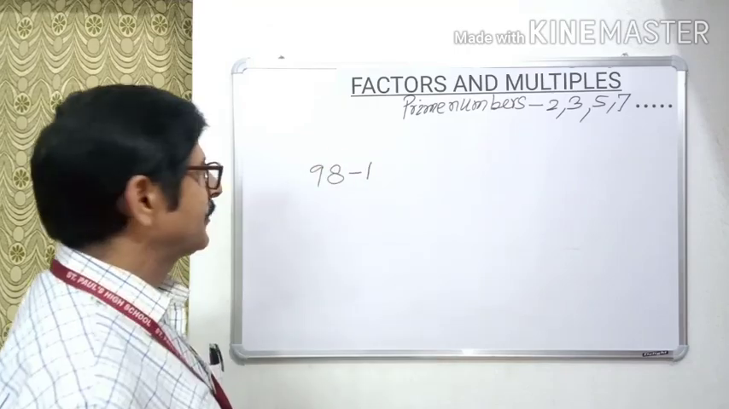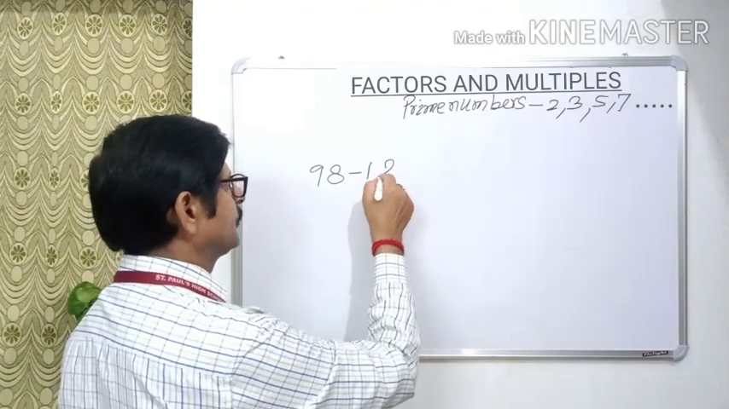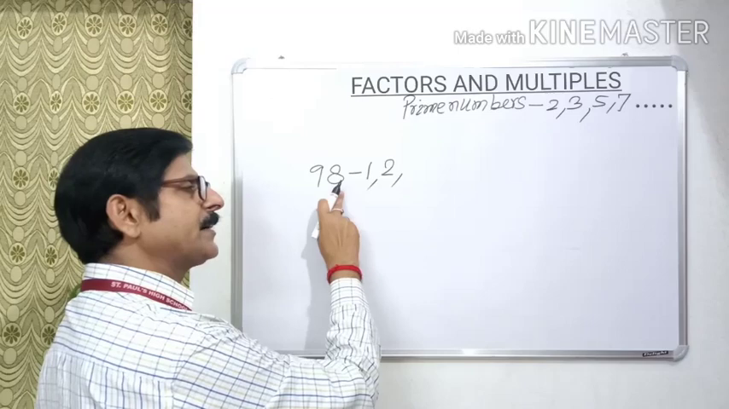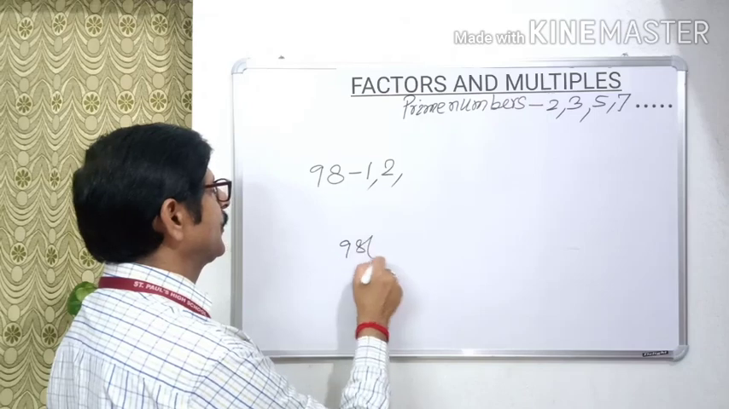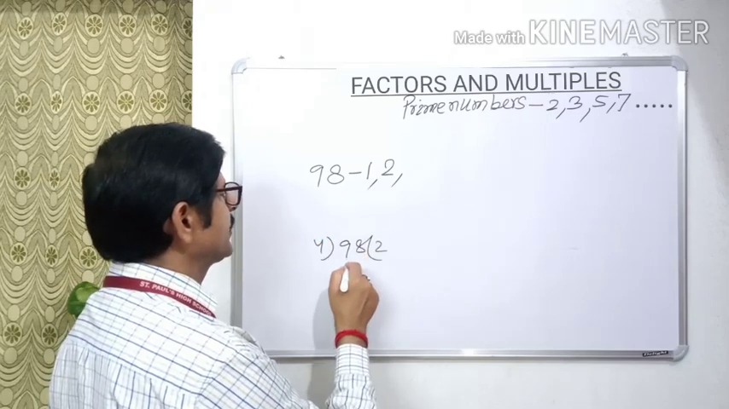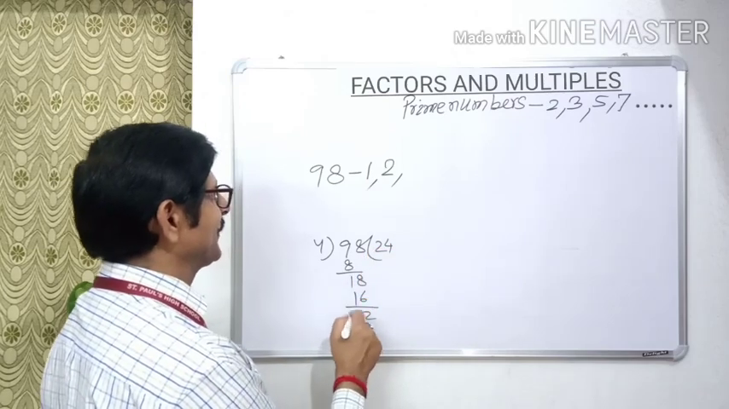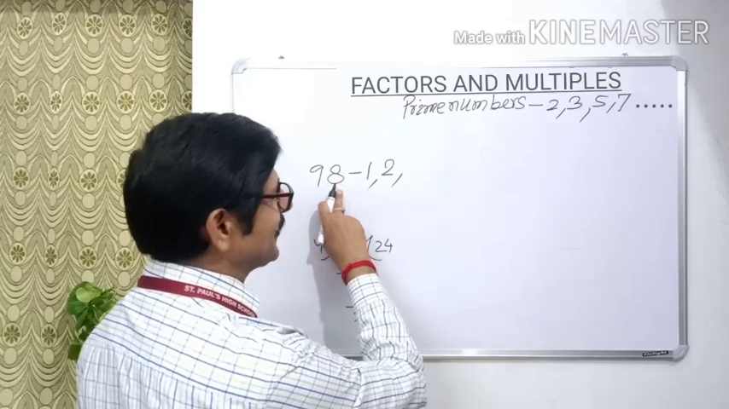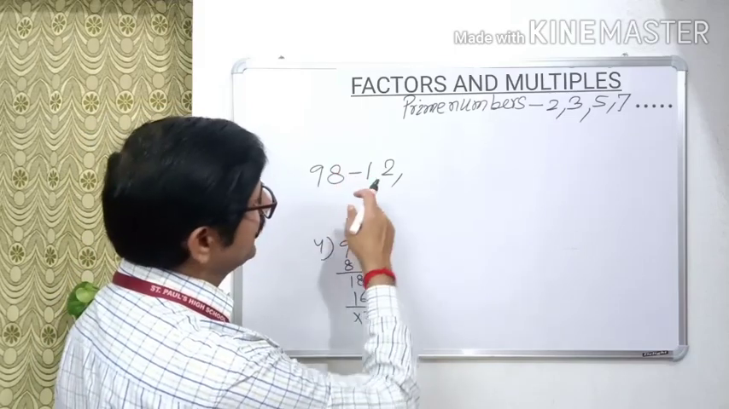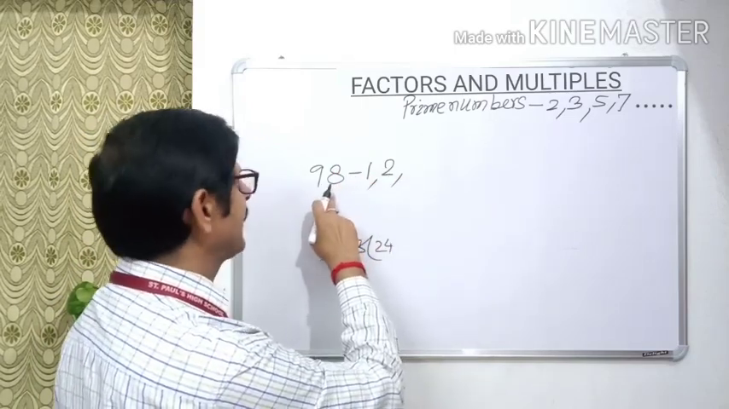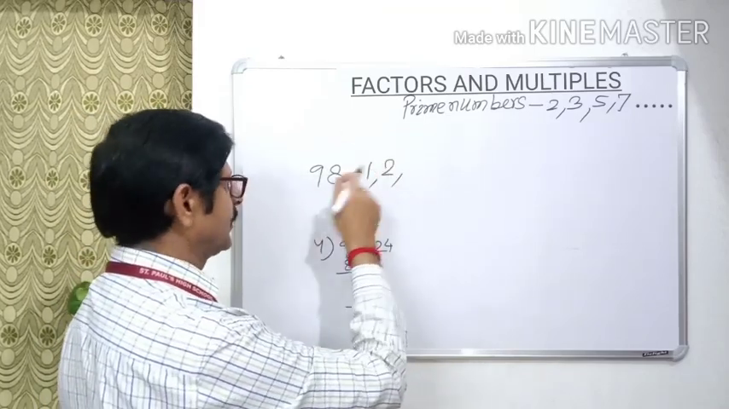1 is a factor of every number. This number has 8 in its ones place. So 2. 9 plus 8 is 17, not divisible by 3. For 4, 98 divided by 4: 4 2s are 8, 18, 4 4s are 16, not divisible by 4. By 5, not divisible. You better know the reason. By 6, a number is divisible by 6 if it is divisible by 2 and 3 both. It is not divisible by 3, so this number is not going to be divisible by 6.